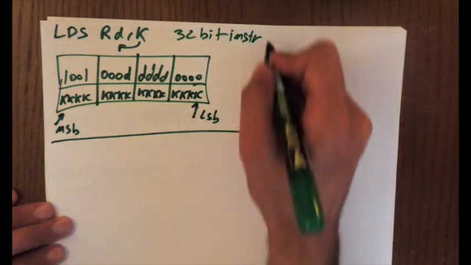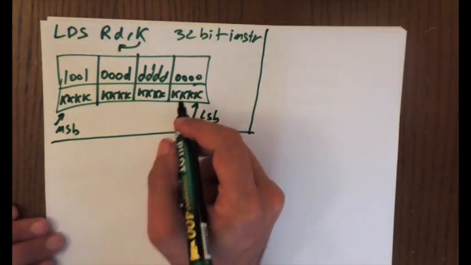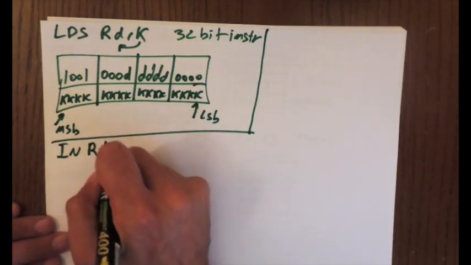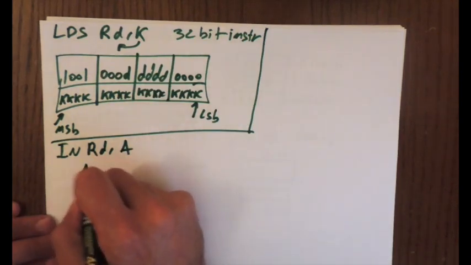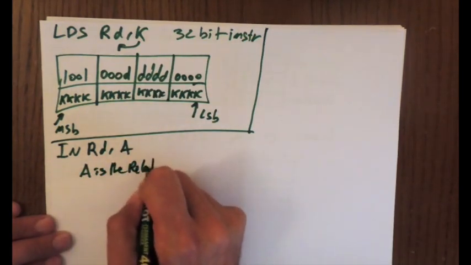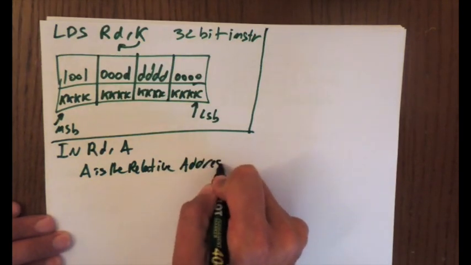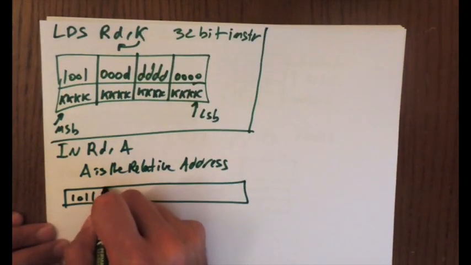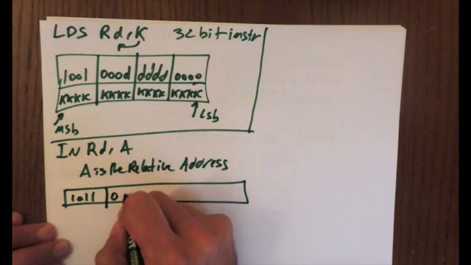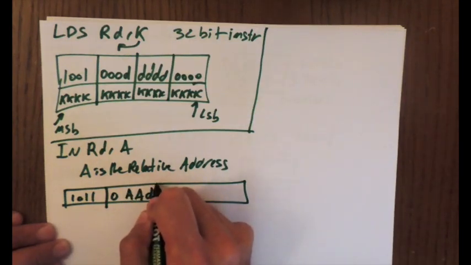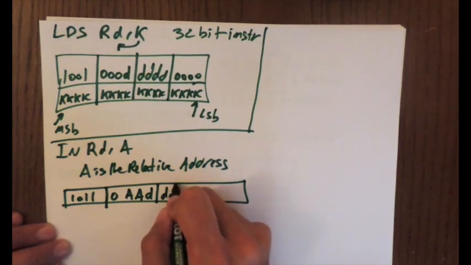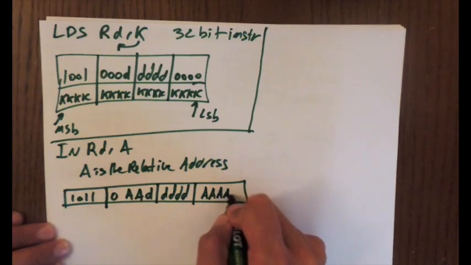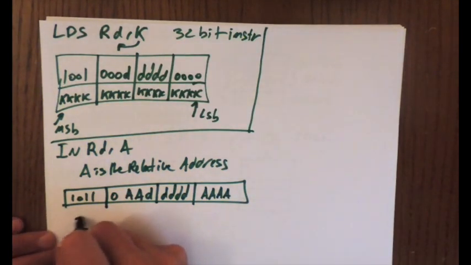Now another instruction is IN. I'm not going to do an example of this because it's the same as STS. So another example is IN Rd, A. Remember, A is the relative address. If I present the layout again, it's going to be as follows. We have 1011, this is the operational code, 0, then A, D, D, D, D, D, and then we have A.